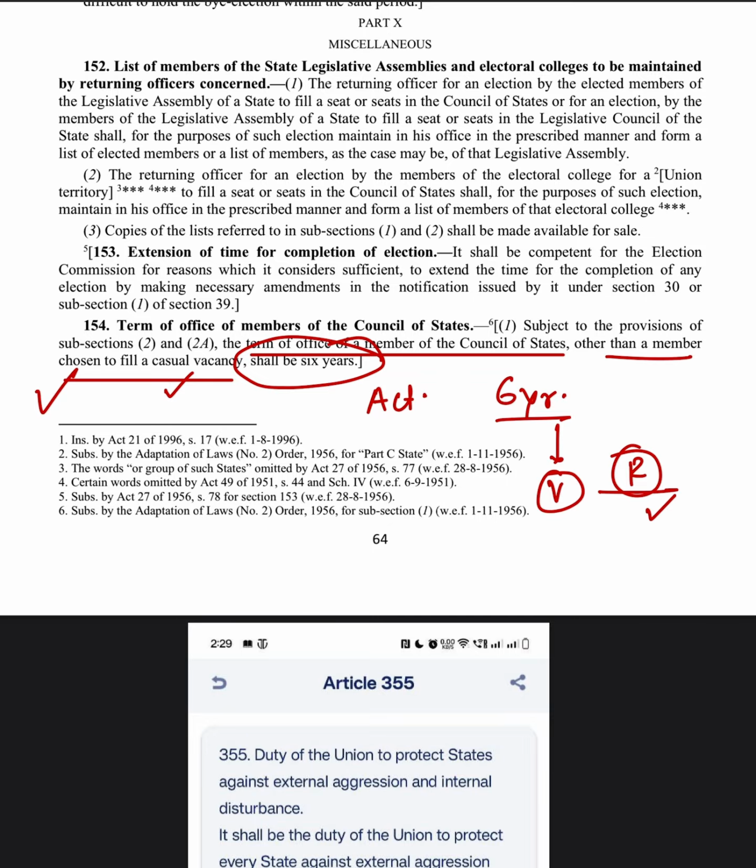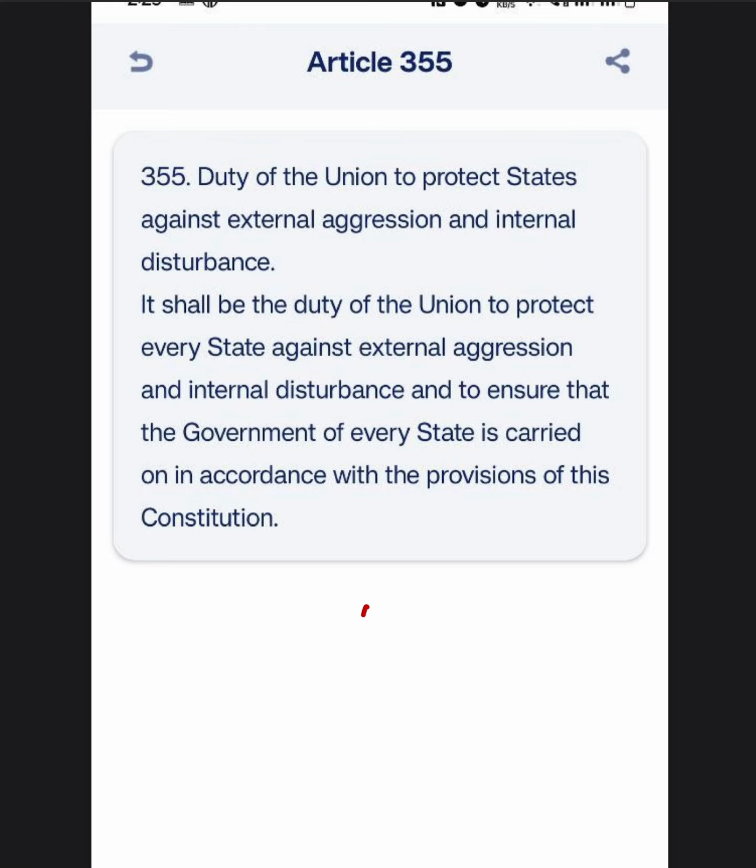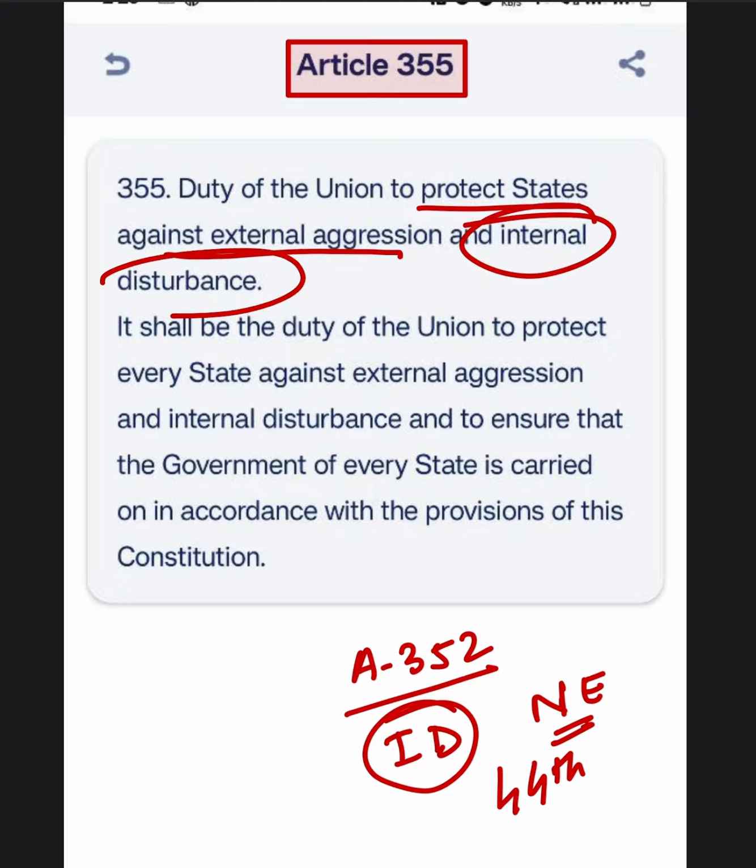Next word was internal disturbance. Although from Article 352 with the subsequent amendment, internal disturbance is not the criteria to impose the national emergency. This was removed by the 44th Amendment of the Constitution of India. However, Article 355 mentions the duty of the Union to protect the state against external aggression and internal disturbance. So this word internal disturbance is there in Article 355. However, it is not there in 352. But it is mentioned in the Constitution.